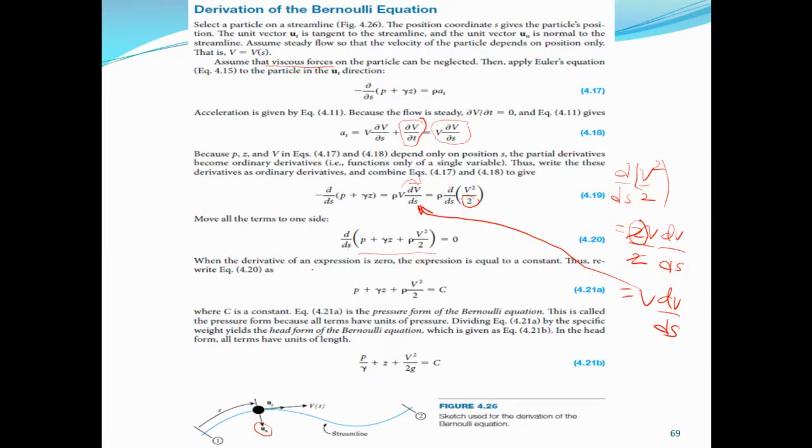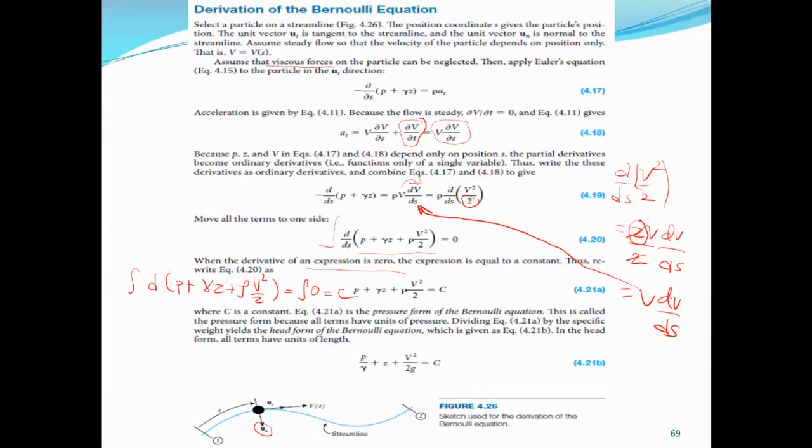When the derivative is 0, it means that the expression is equal to a constant. When you cross multiply, ds times 0 is 0, so you have d of this. When you integrate, it is simply saying the integral of dp plus gamma z plus rho v squared over 2 is equal to the integral of 0. The integral of 0 is a constant.